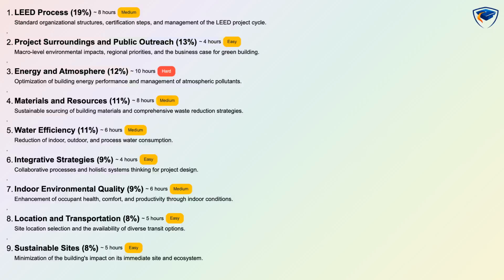LEED process 19%, project surroundings and public outreach 13%, energy and atmosphere 12%, materials and resources 11%, water efficiency 11%, integrative strategies 9%, indoor environmental quality 9%, location and transportation 8%, and sustainable sites 8%. I will summarize what each domain tests, the difficulty, estimated study hours, assessment type, and the important topics to master.